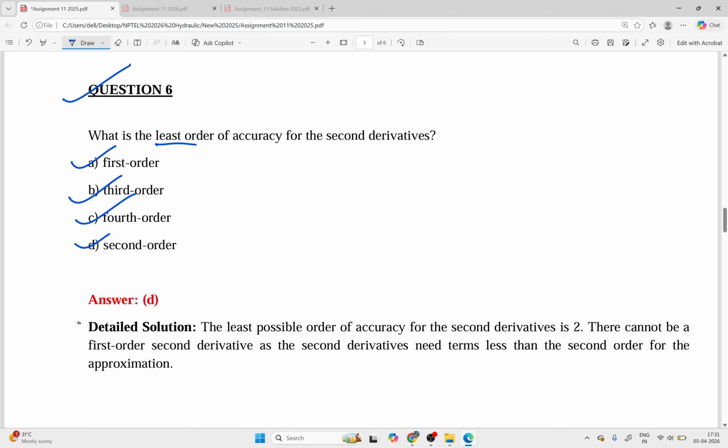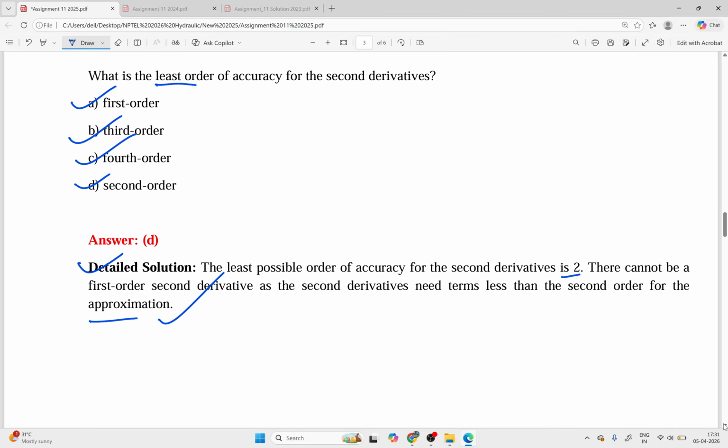Let me read the detailed solution. The least possible order of accuracy for second derivative is 2. There cannot be a first order second derivative, as the second derivative needs a term of at least second order for the approximation. So remember, please. For least order of accuracy for second derivative, it is second order. Next question.